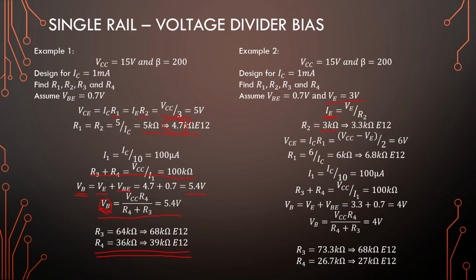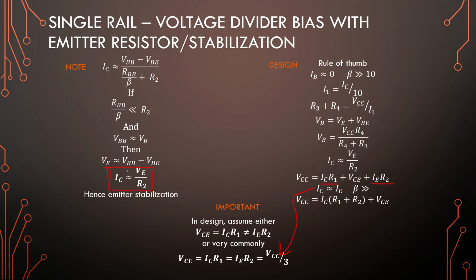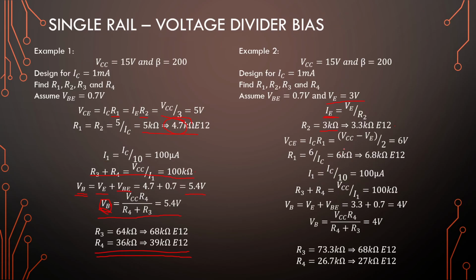You just use the stabilization equation that we have just derived, and then you can find new values for R1. So VCE should be equal to IC R1. See, I'm not using VCC over 3 on this one because there was a given emitter value. And that ends up to be 6 volts. So 6 kilo ohms, closest value 6.8 or 5.6. I'm just going to go with 6.8 kilo ohms.